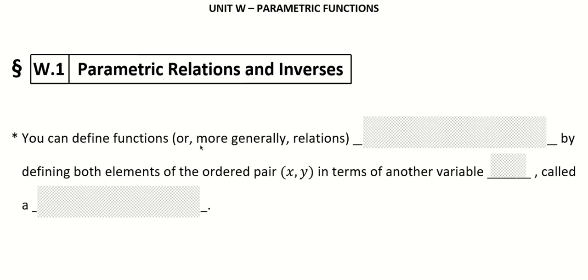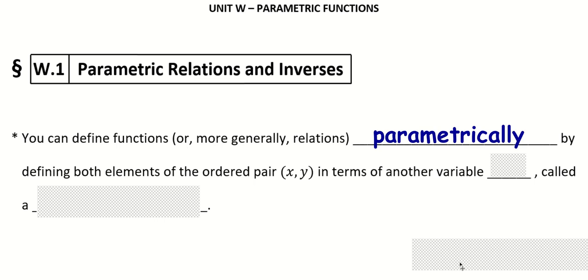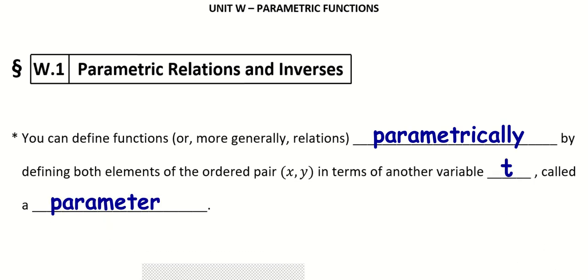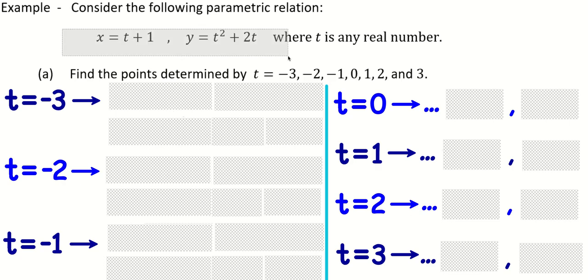You can define functions, or more generally relations, because remember, not all relations qualify as functions. You can define them parametrically by defining both elements of the ordered pair in terms of another variable t, which we can call a parameter. So, in other words, in parametric equations, you define both of your variables separately in terms of t, like this.